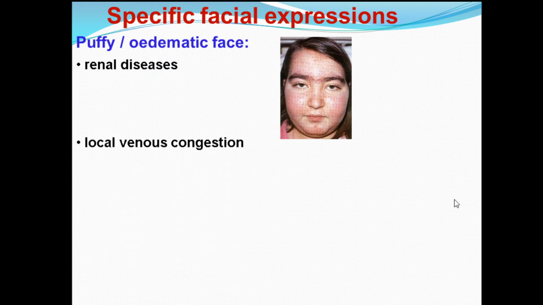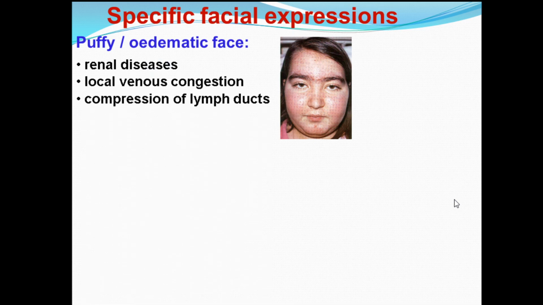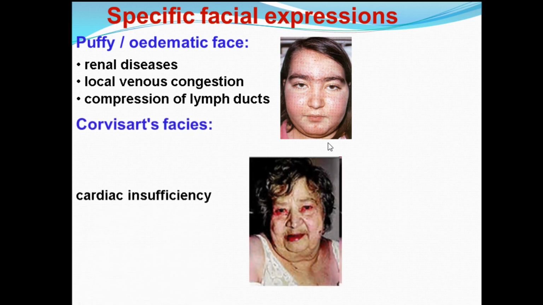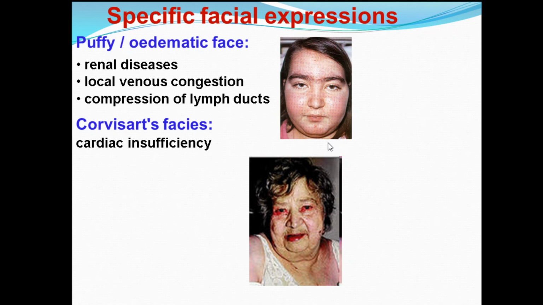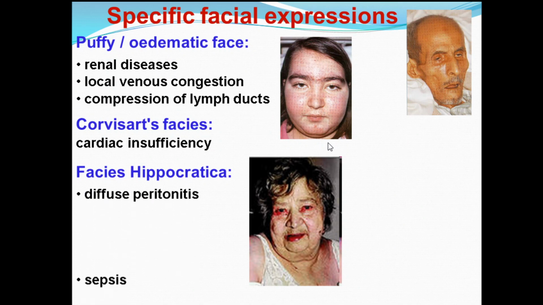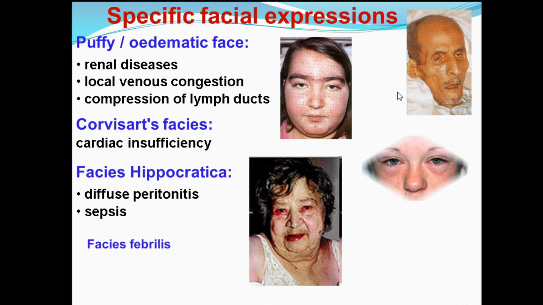We distinguish some special facial expressions. For example, a puffy, edematous face is characteristic for patients with renal diseases, some venous congestion or compression of lymph duct of the upper parts of the body, when the liquid holds on the face in subcutaneous fat. Specific Corvisart face is characteristic for patients with heart failure, cardiac insufficiency. Facies hippocratica is characteristic for diffuse peritonitis, sepsis, and usually is formed in the final stage of the patient's life.